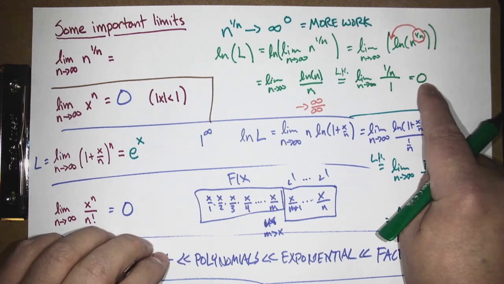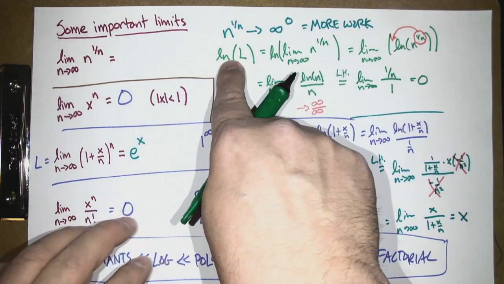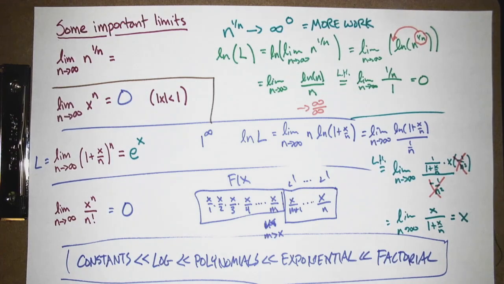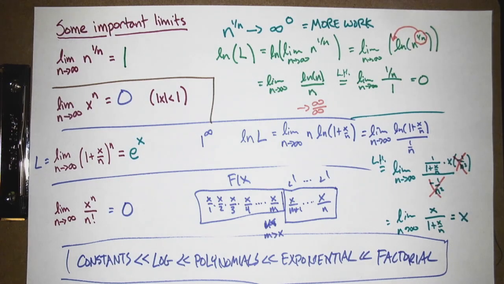No? Okay, why not? Well, because 0 is the log of our answer. So log of what gives us 0? 1. All right. So n to the power 1 over n is 0. Sorry, n to the power 1 over n is 1. Sorry.